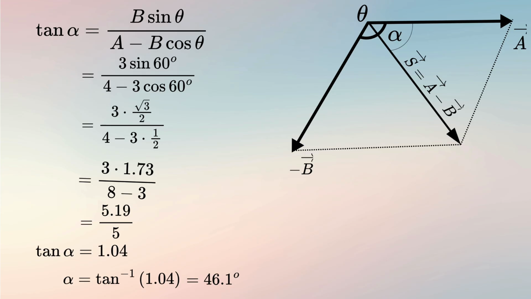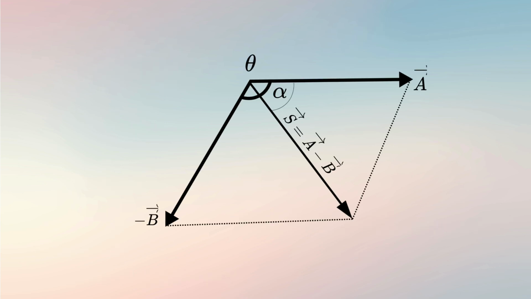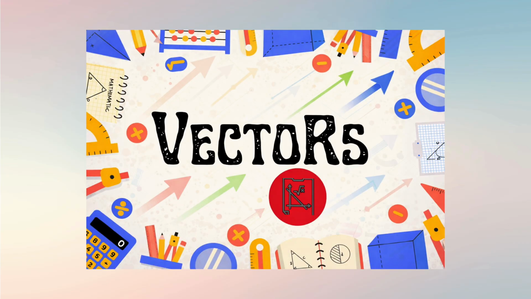So again we say here that a vector minus b vector has magnitude of root 13 units, and it is directed at an angle of 46.1 degrees. Now here the diagram for a minus b vector is drawn like this. So basically finding a minus b vector just means that we have to add a vector and minus b vector. If you would like to know how this process is done, watch my full video on vector addition. Now let's move on to the second question.